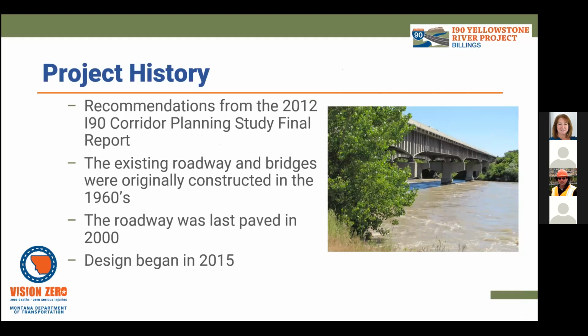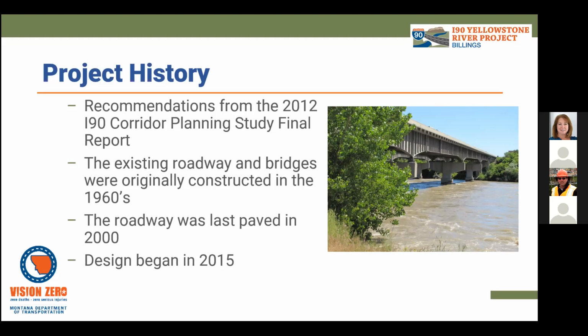Okay, so just a little bit of background on the project. Back in 2012, the I90 corridor planning study was complete, and that's really where the project began. That study looked at about 22 miles of the interstate, I90 through the Billings area, and how the interstate would be impacted by the anticipated growth.